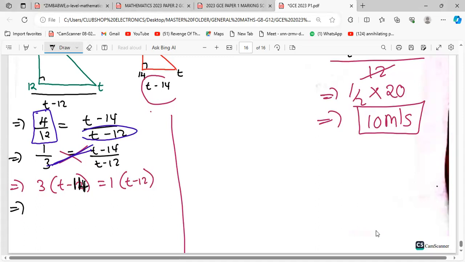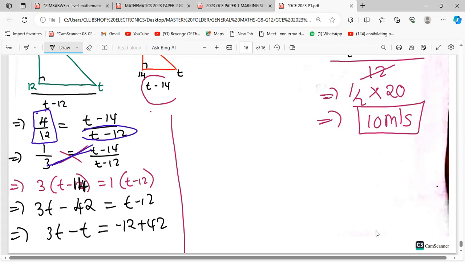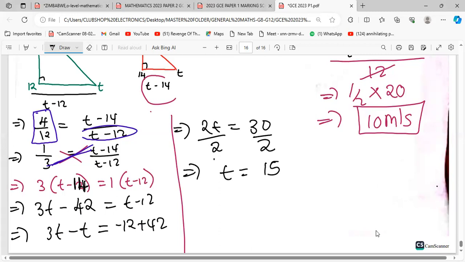Take note. So this will be 3T minus 42 equals T minus 12. When we group the like terms, that is 12 plus 42. So what does this give us? T is equal to, that is 12 plus 42, I think that's 30, divided by 2. So T is equal to 15. It's correct. It's greater than 14.